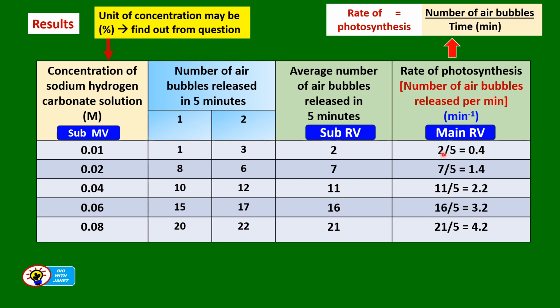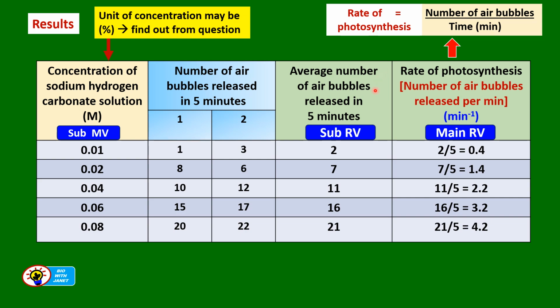So per minute, how many gas bubbles are released? It's 2 over 5, 2 bubbles divided by 5 minutes, so you will get 0.4. All the working is shown here. It's safer to show the working for the rate of photosynthesis if you are asked to calculate the rate. And take note of the units.